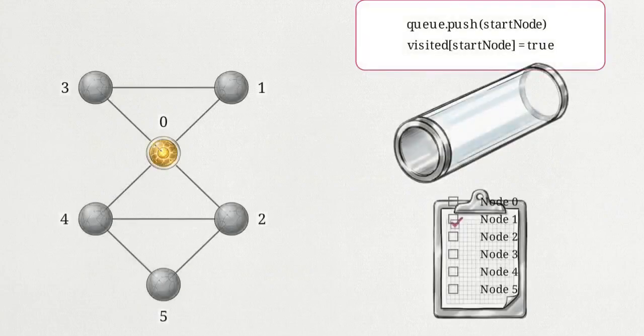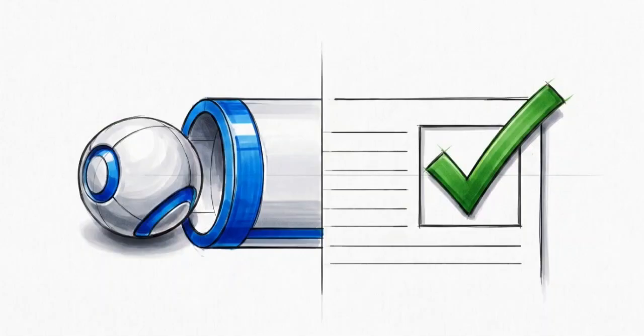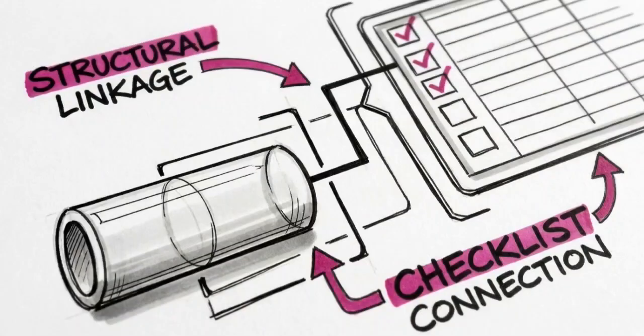We initiate the process by picking a starting point. Watch. We take our start, node 0, and push it directly into our queue. The exact moment it enters the tube, we mark it as visited, locking it in on our checklist. And queuing a node and checking it off the list are twin actions. Executing them simultaneously secures our progress and keeps the logic intact.